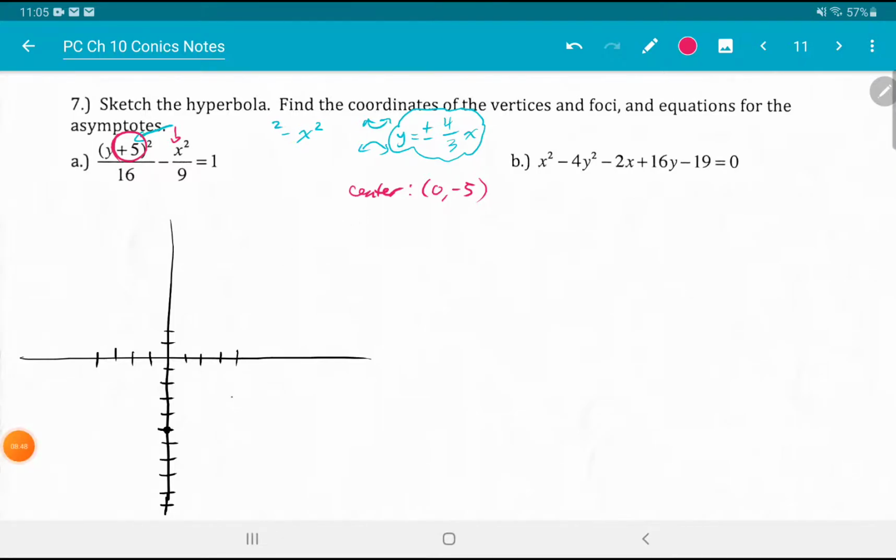Now we need to find the rectangle and the asymptotes. Remember that your slope is 4 over 3, so we're going to go up 4, 1, 2, 3, 4, over 3. Put a point. Do the same thing on the other side. Put a point. Go down 1, 2, 3, 4. Go over 1, 2, 3. Put a point. And then from there, draw your rectangle. Remember that the asymptote should cross the center, just like that.